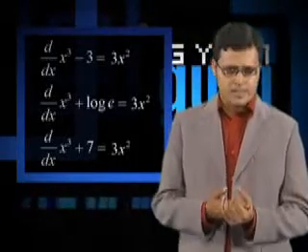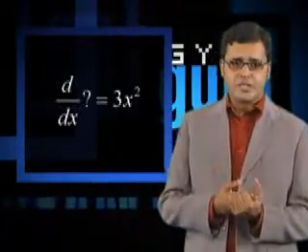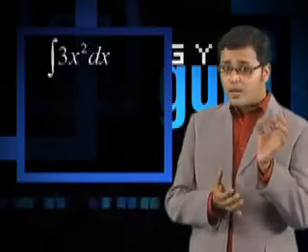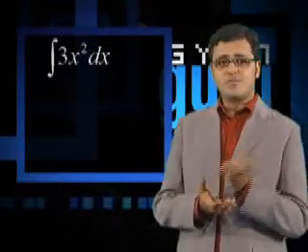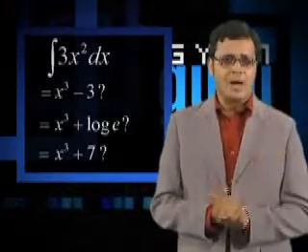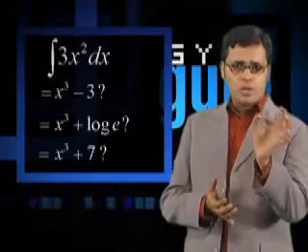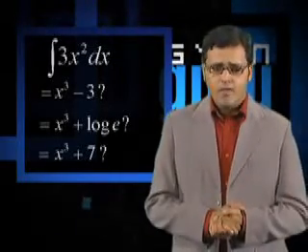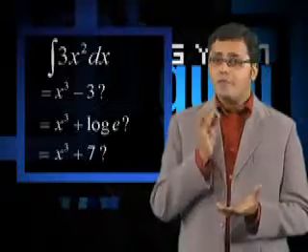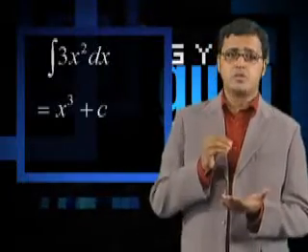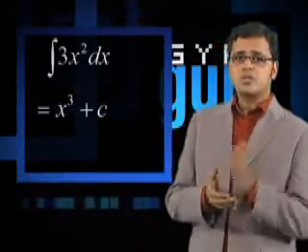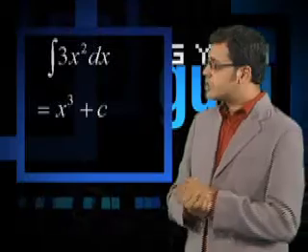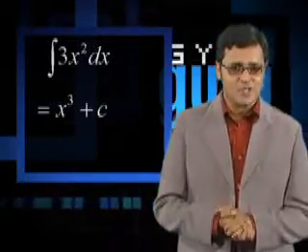So now let's work backwards. What did I differentiate to get 3x squared? Or rather, what is the integral of 3x squared? Is it x cubed minus 3, x cubed plus log e, or x cubed plus 7? Confused? Well, there's a very simple fix. Whenever you integrate, you need to add something called the constant of integration, c, just to resolve the kind of confusion we just saw.